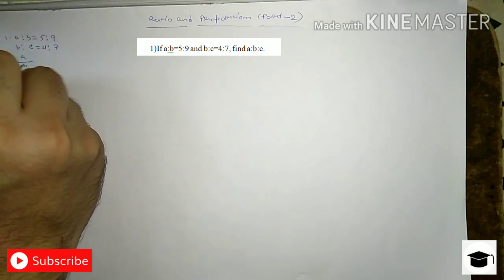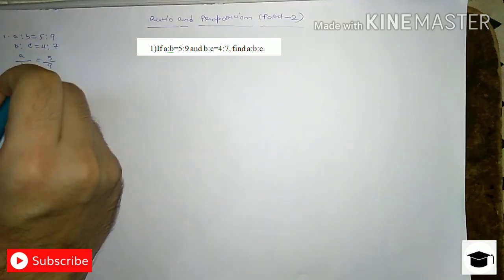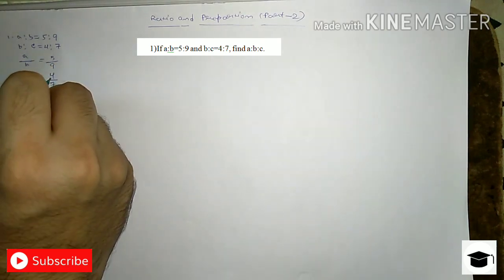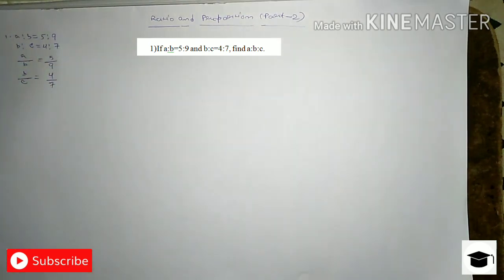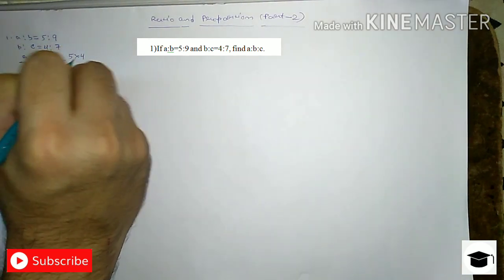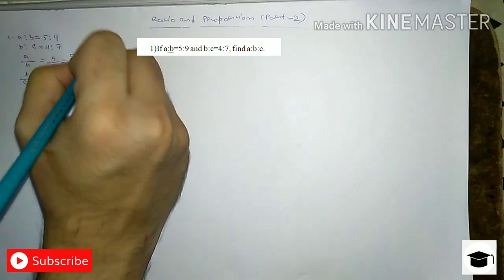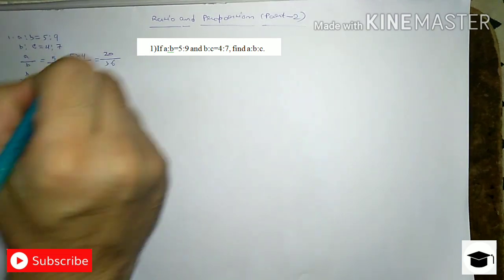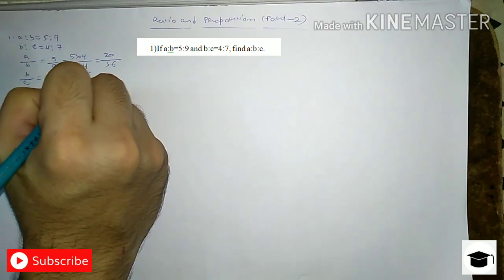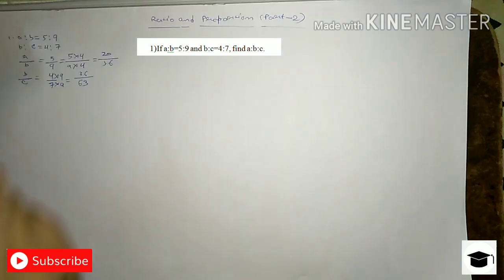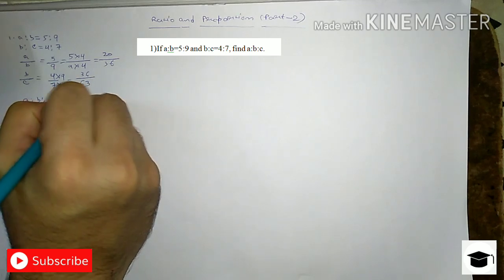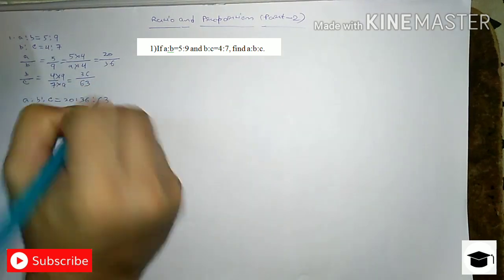We can write that A by B equal to 5 by 9 and B by C equal to 4 by 7. If we take the LCM of 4 and 9, we get 36. So we can do 5 into 4 by 9 into 4, 20 by 36, 4 into 9, 36 by 63. So the value of A is to B is to C equal to 20 is to 36 is to 63.